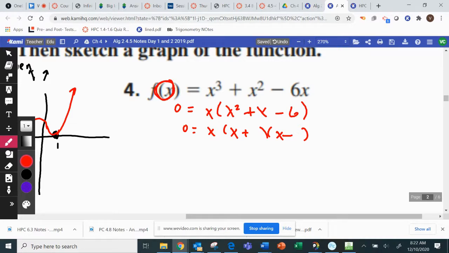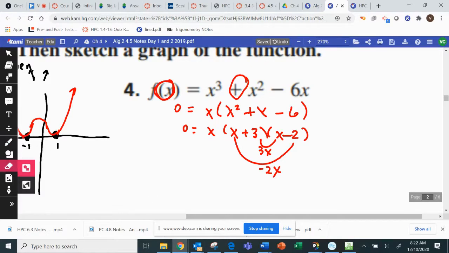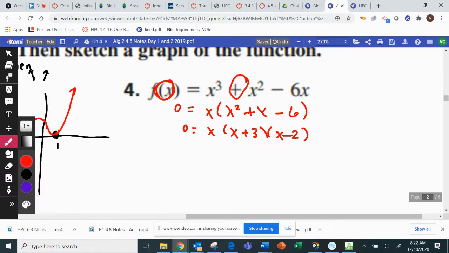Ooh, I heard both answers. So this is going to end up positive. So I want the bigger one to be positive. Should be the 3. So that the bigger one is positive. When I multiply them back together, I get a positive 3x and a minus 2x, which gives me that positive 1x. Okay, so now I have x equals 0, x plus 3 equals 0, x minus 2 equals 0, x equals -3, x equals positive 2.